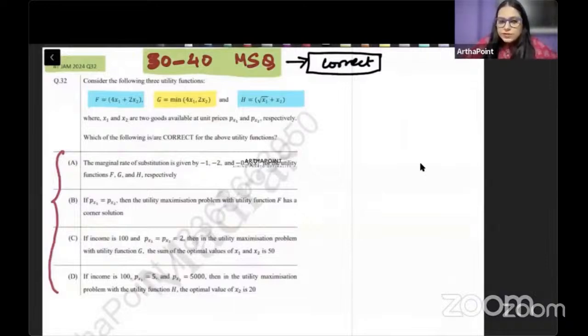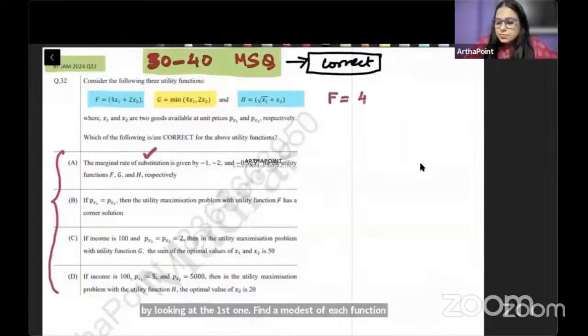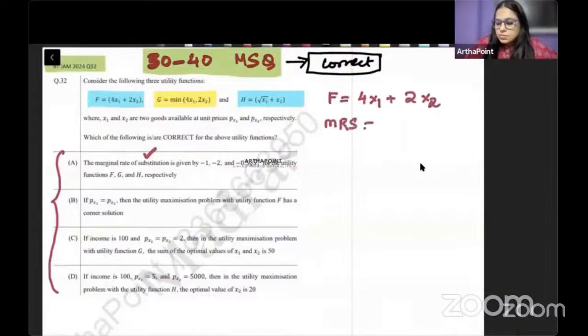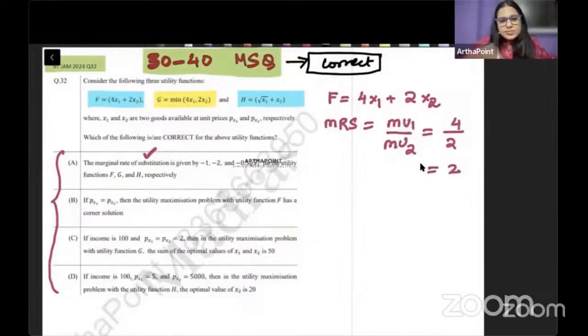Start by looking at the first one. Find the MRS of each function. How about option 1? Is it correct?